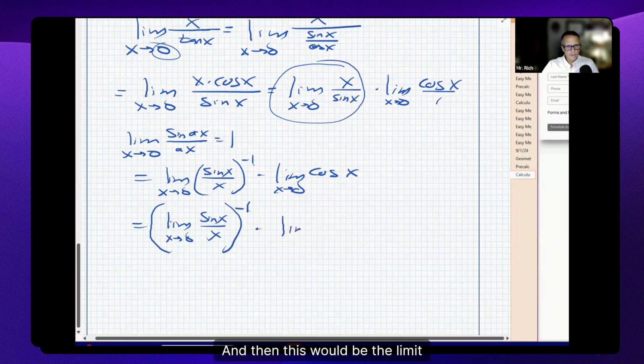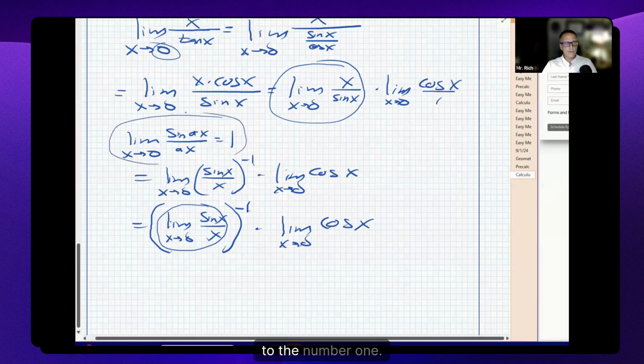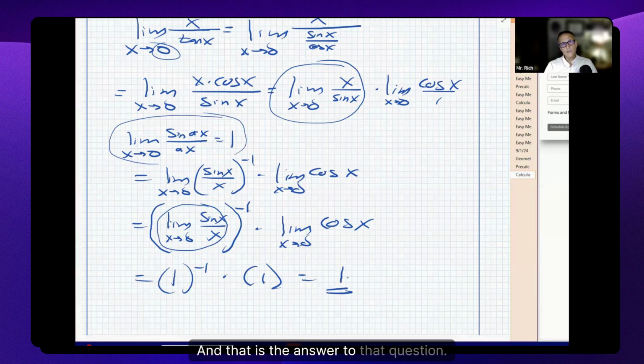And then this would be the limit as x goes to 0 of cosine x. But I know what this value is right here. We've already established that that limit is equal to the number 1. So this is 1 raised to the -1, which of course is just 1. And if you do direct substitution here, cosine of 0 is 1. So my limit here is the number 1. And that is the answer to that question.